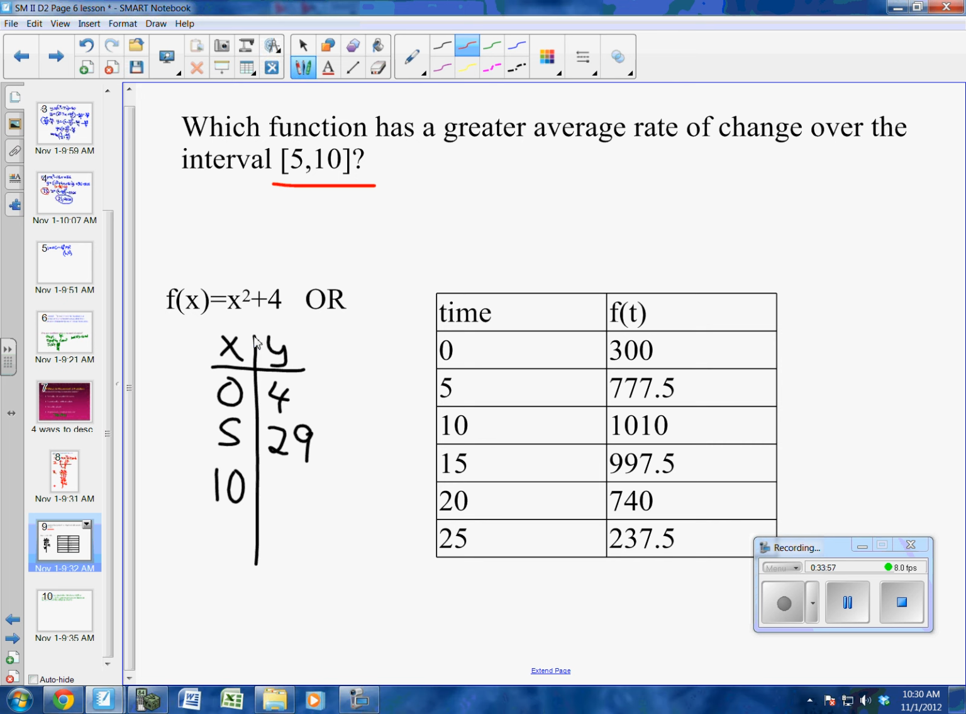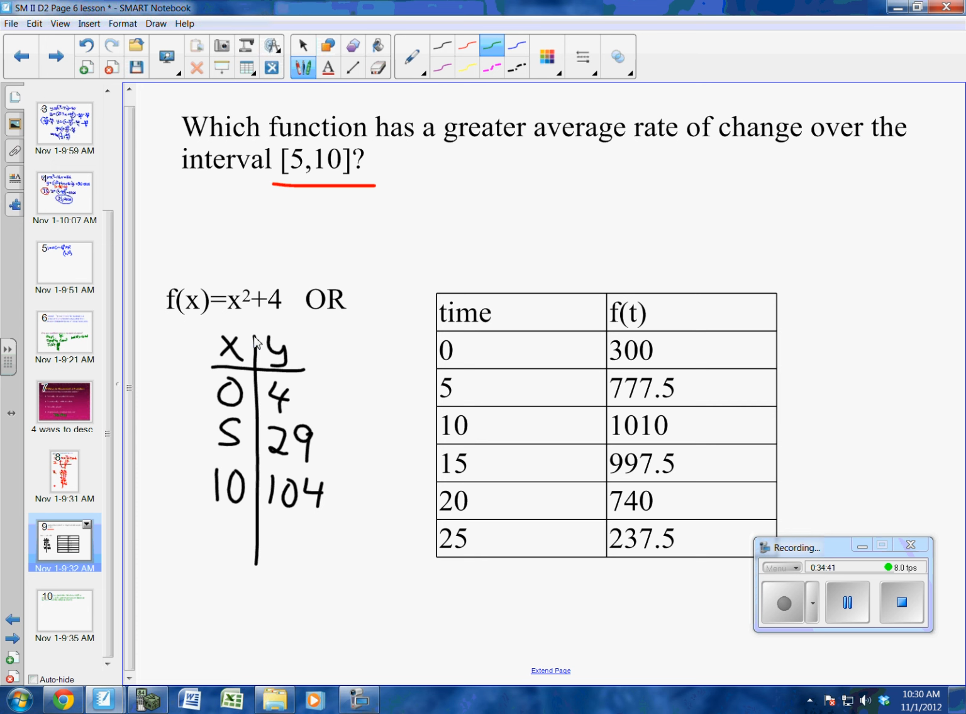I can check the average rate of change if I find 5 and 10. If I put 10 in there and go 10 squared plus 4, what am I going to get? 104, right? Okay. You guys remember how to check average rate of change? How do you get to the table? See the table? It says above graph. You hit second and table.